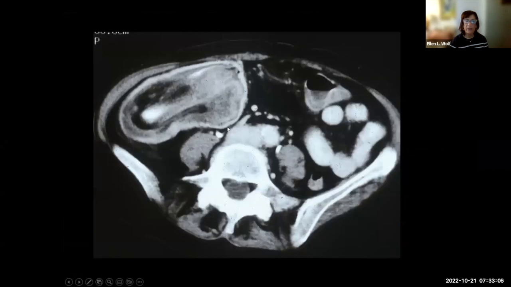And then intussusception. Intussusception has a very characteristic appearance on CT, where we can see that there's fat being dragged into the bowel by this intussusception, which is the cause of small bowel obstruction, easily diagnosed.